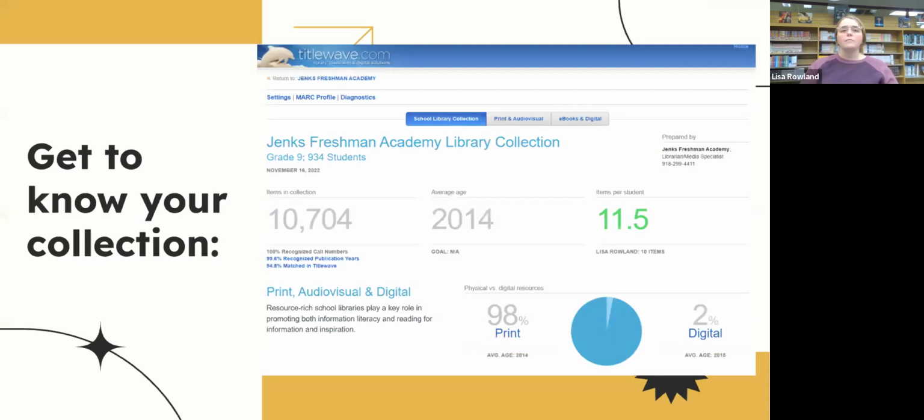With this, you get all sorts of different information from your library. So I can see how many items I have, the average age, am I okay with my number of books per student? Also, the number of books that we have in print and digital is on here. And I know that Michelle mentioned this, but it's true in my library as well. Our students really want print formats.